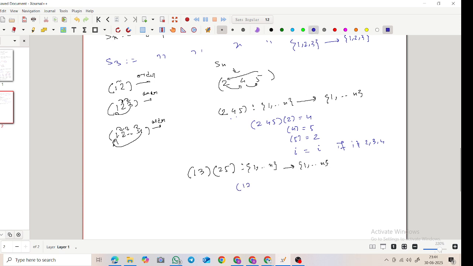So 1, 3, Tamanna, what will this be? 1 goes to 3, 3 goes to 1, right? 1, 3 of 2 is 5. 5 goes to 2. And I is I. Whenever I is not involved in the cycle structure, I is fixed.